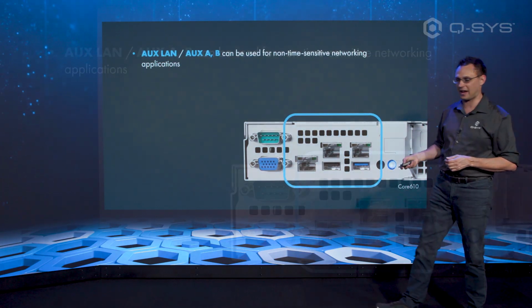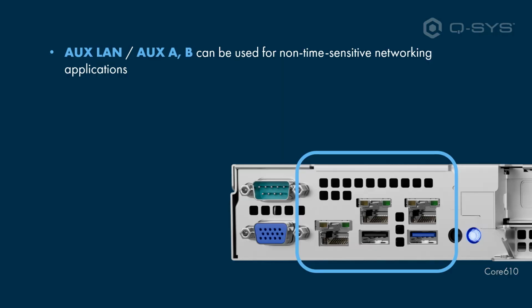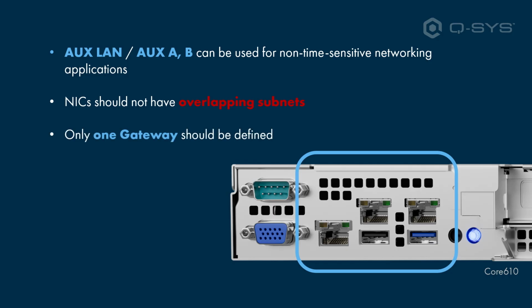Most cores have LAN A and LAN B, but other cores may have more. There are some cores that have LAN C or LAN D or an auxiliary port, and all of those are available to be used for extra connections as well. So do be aware that that is available to you. But when you're configuring them, a couple of things to be aware of. They should not have overlapping subnets, so keep an eye on that when you're configuring them. And very similarly, they should not have more than one gateway. There should only be one gateway defined for the core.